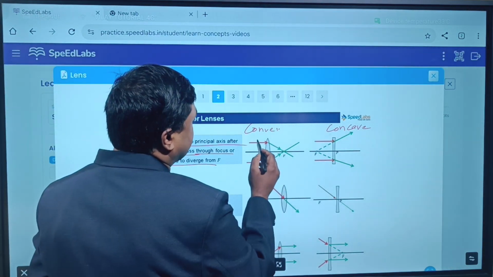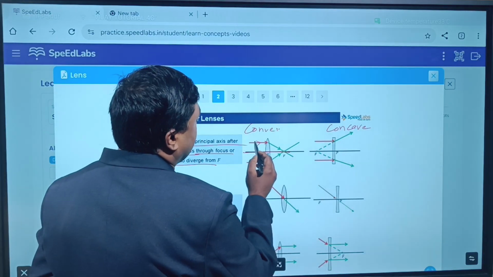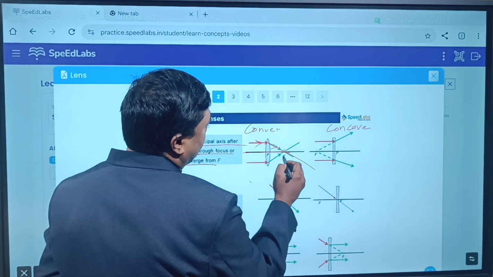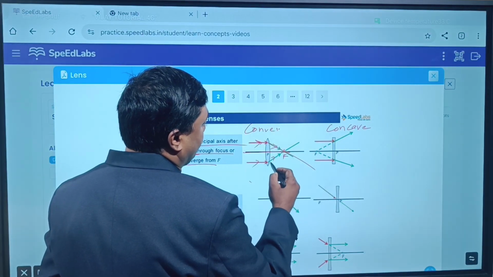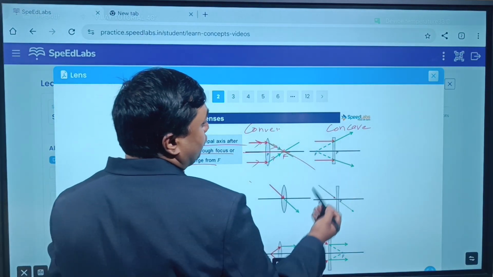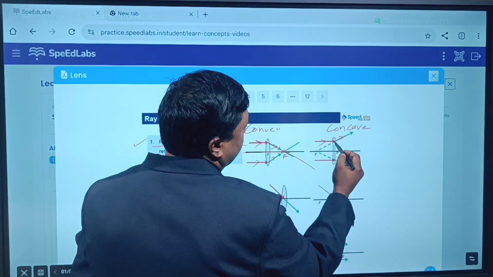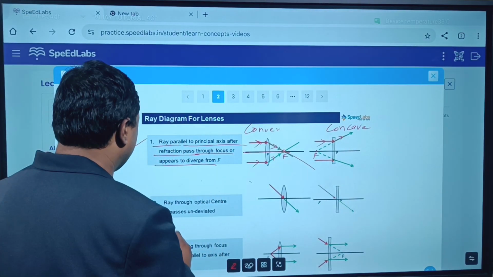See, this is a convex lens. If a ray of light is parallel to the principal axis, this is the principal axis, after refraction it converges to the focus. It always passes through the focus. In the case of a concave lens, if a ray of light is parallel to the principal axis, it will diverge. It will appear to pass through the focus. Is it clear?